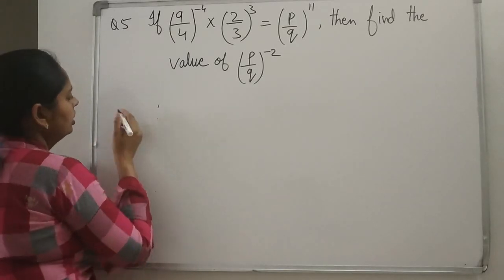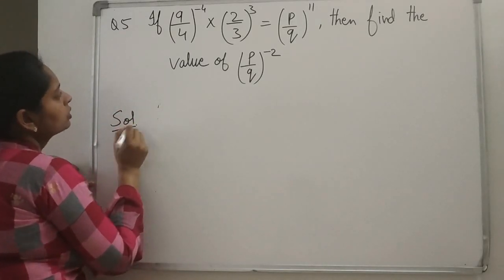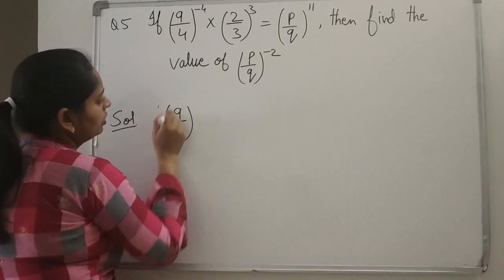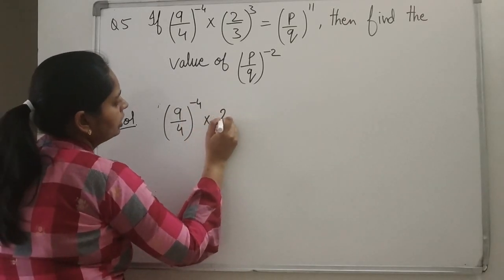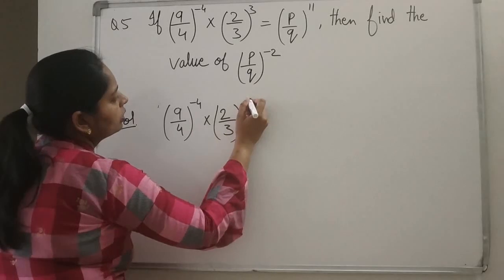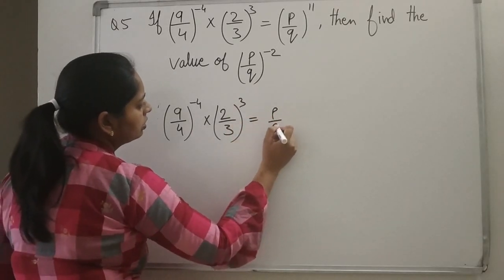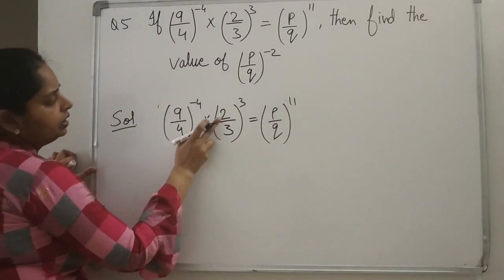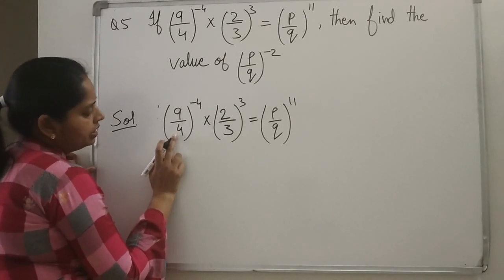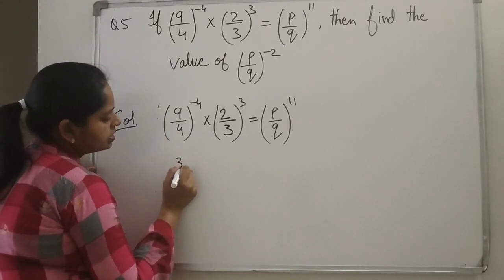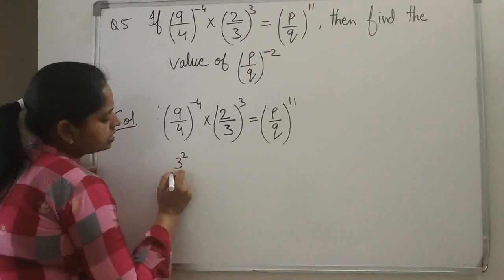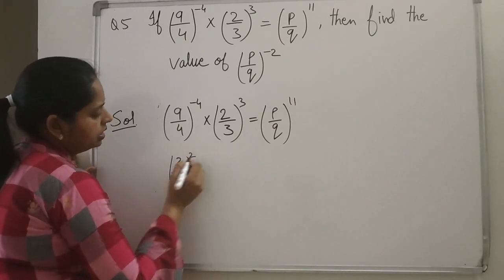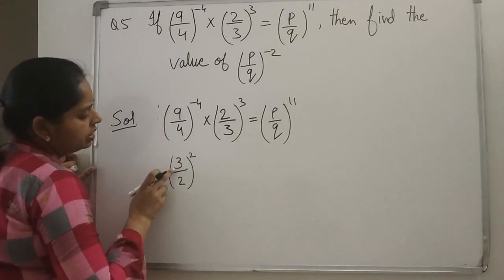So we can change it in the form of 2 and 3, so that we can utilize some laws over there, right? So we are having the question like (9 upon 4) to the power minus 4 multiplied by (2 by 3) to the power 3 is equal to (P upon Q) to the power 11. We can see here we are having numbers 2 and 3. We can write this also in the form of 2 and 3. How? This is square of 3 and this is square of 2. We can write it as (3 upon 2) square. Is this fine? 9 upon 4 can be written as (3 upon 2) whole square.